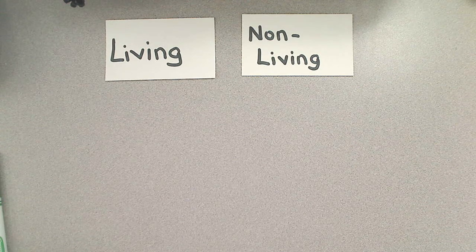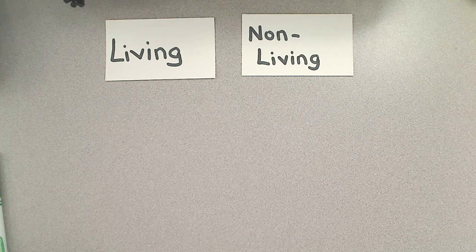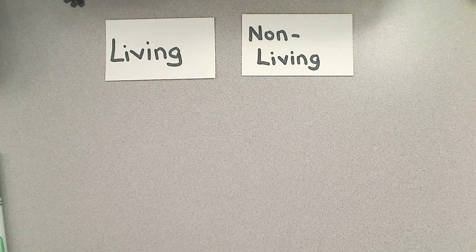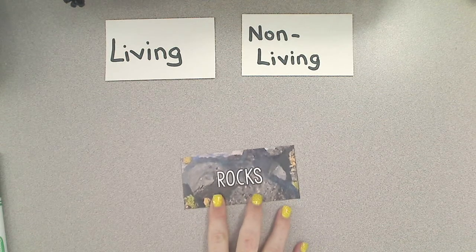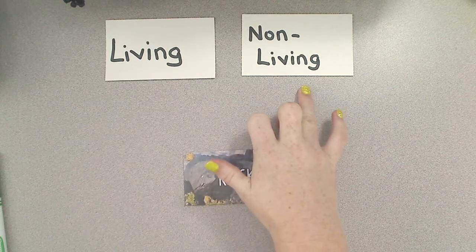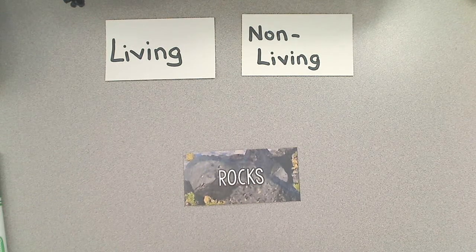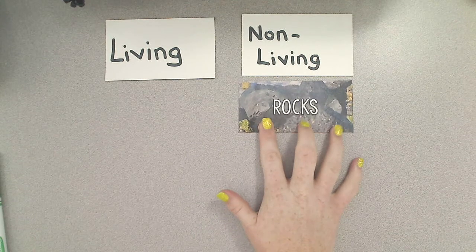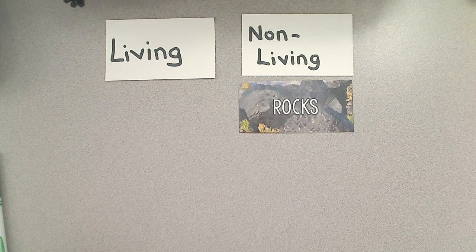So the first thing that we are going to look at is a piece that literally makes up the foundation of these tide pools, which is rocks. Now we need to decide, are rocks living or non-living? Well, rocks don't grow. They don't reproduce. They don't eat or make their own food. They don't adapt and evolve. They don't respond to environmental stimulus. So they are non-living. Pretty straightforward.